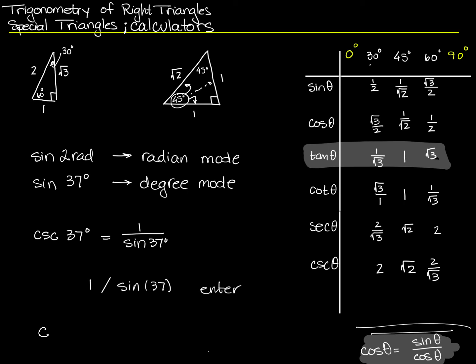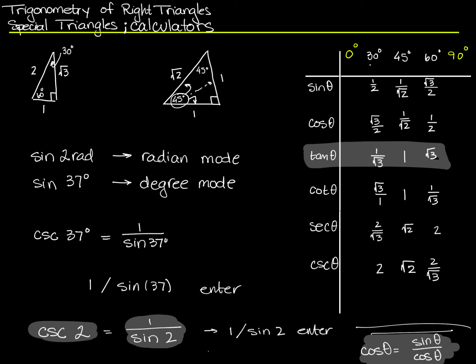If I ask you to find the cosecant of 2 radians, well, that's 1 over the sine of 2 radians. So you type in 1 over sine of 2 and hit enter. But in both cases, you need to make sure that you're in the right mode. Here, because there's no degree symbol in the problem, I need to make sure that I'm in radian mode before I type this into my calculator. Here there is a degree symbol, so I need to make sure that my calculator is in degree mode before I type this in and hit enter.